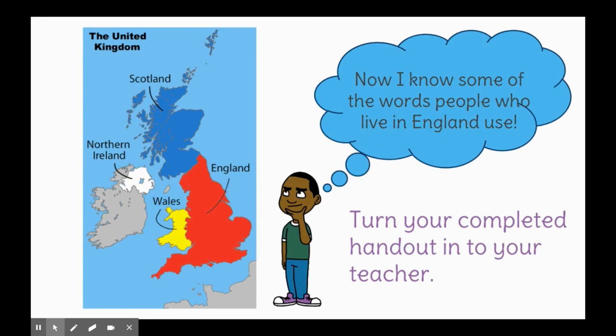Knowing some of the words people who live in England use to refer to things will make it easier for you to picture and to understand the lives of the characters you will encounter during the guidebook unit, The Lion, the Witch, and the Wardrobe. Don't forget to turn in your completed handout to your teacher.